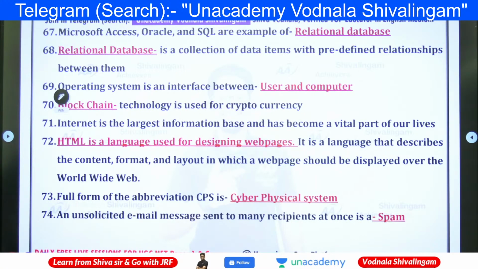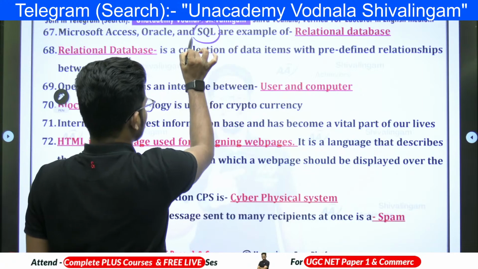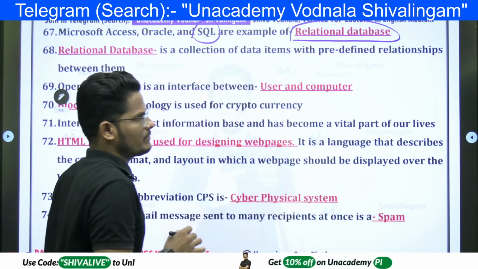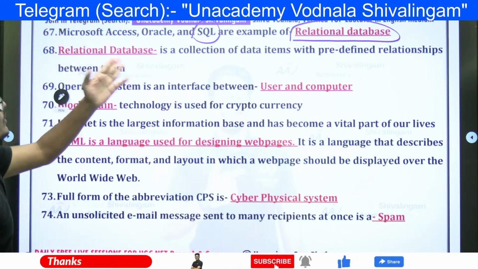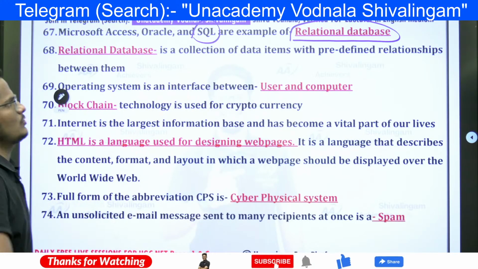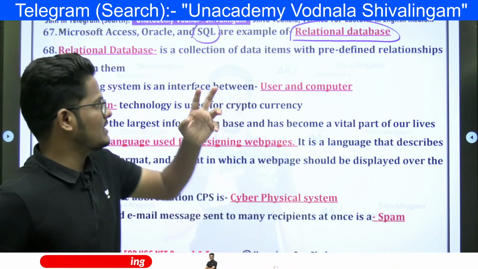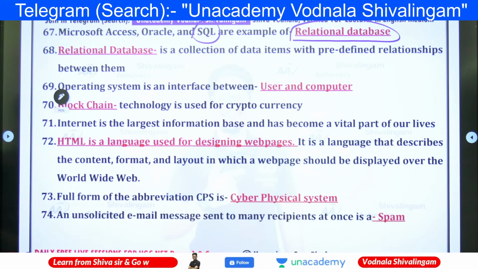Next, Microsoft Access, Oracle, and SQL, structured query language, are examples of relational database systems. RDBMS, relational database management systems. Somebody told me, when I said Oracle, that it is a programming language. It is not a programming language, it is a relational database system. Like that, Microsoft Access and SQL.